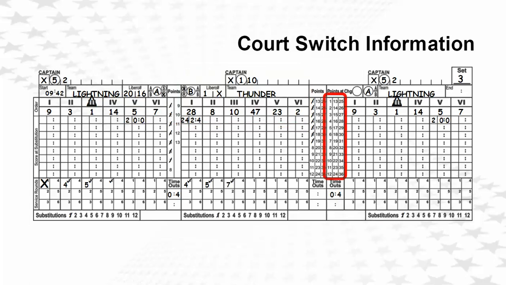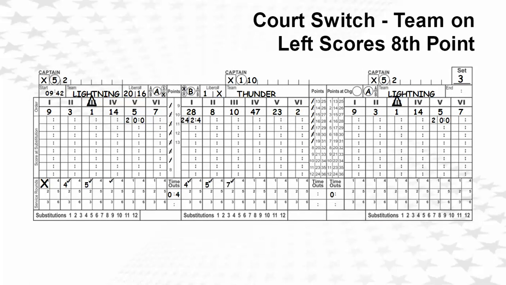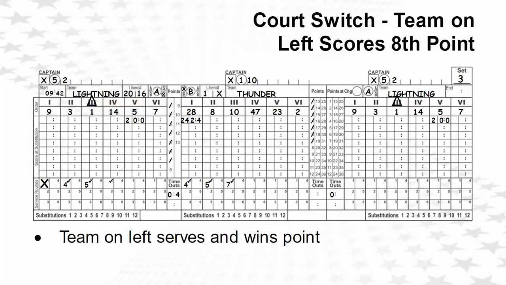What is not recorded on the far right side of the sheet are the points scored by the team on the left before the court switch. There are a couple of scenarios of how to record the 8th point, depending on which team reaches 8 first. In this first situation, a player on the left serves, and that team wins the rally. In this case, number 14 from Lightning serves the 8th point.